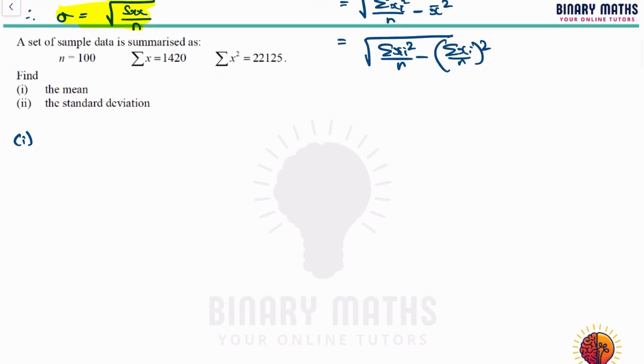A set of sample data is summarized as n is equal to 100, sum of x is equal to 1420, and sum of x squared is equal to 22,125. Find the mean. So x bar is equal to sum of x over n, which is equal to 1420 over 100, which just gives you 14.2.